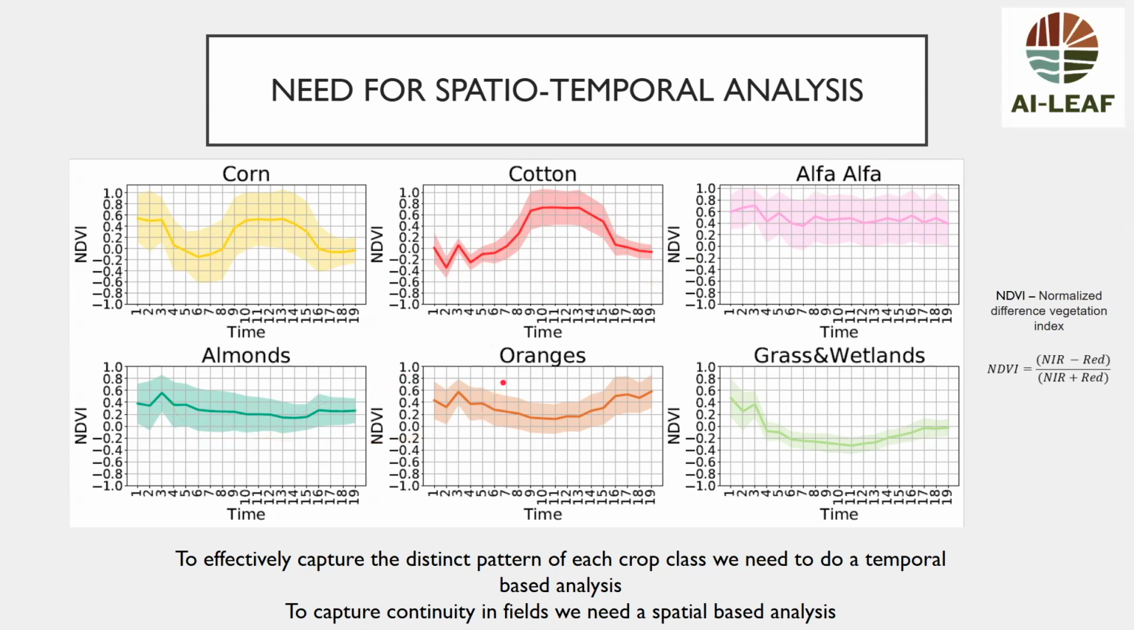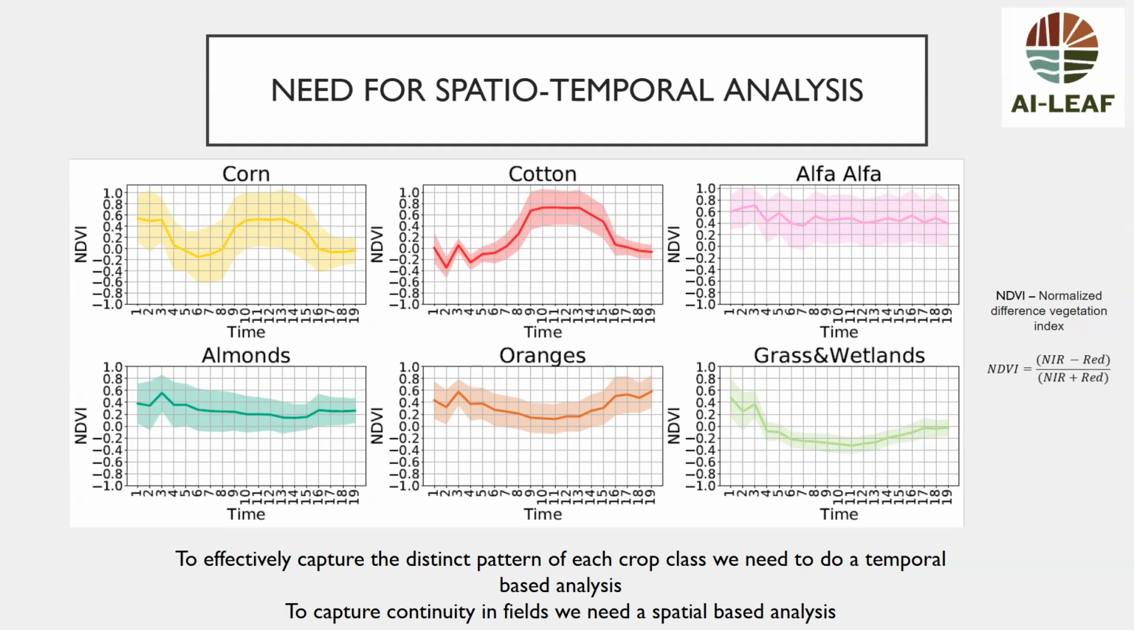Almonds and oranges are both trees, so they stay similarly green almost throughout the year. Whereas grasslands die out in the winter, when you can see that there's a drop in the greenery there. So this shows that not only do we need to account for space, because we saw that CNNs take into account the neighborhood of what they're doing, but we also need some time component in it.